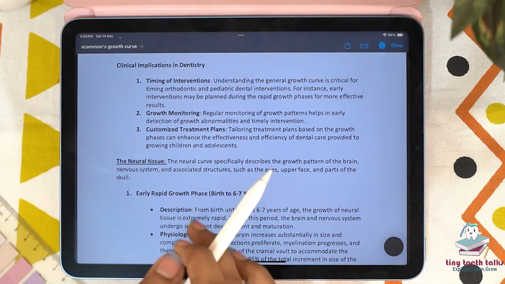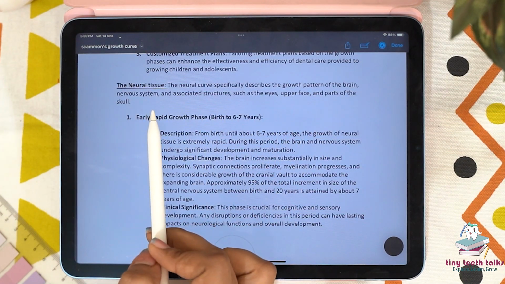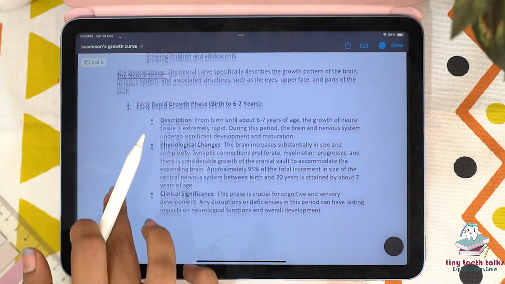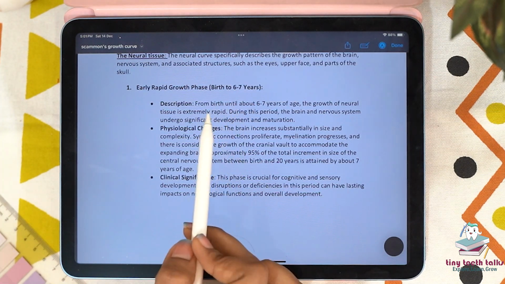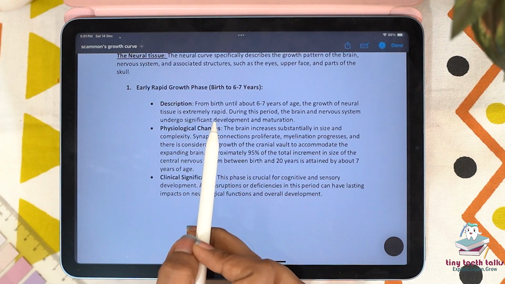Coming to the neural tissue. The neural curve specifically describes the growth pattern of the brain, nervous system, and associated structures such as the eyes, upper face, and parts of the skull. The first is the early rapid growth phase, which is birth to 6 to 7 years. From birth until about 6 to 7 years of age, the growth of the neural tissue is extremely rapid.